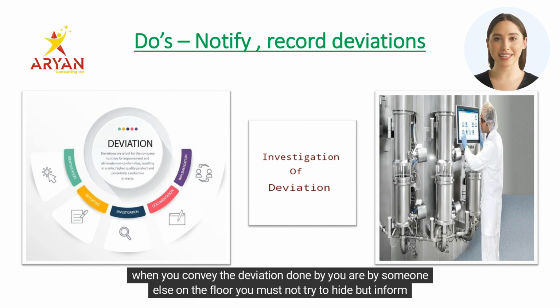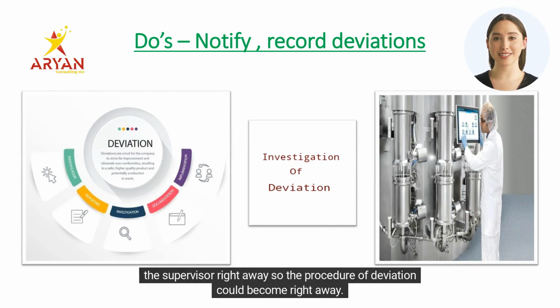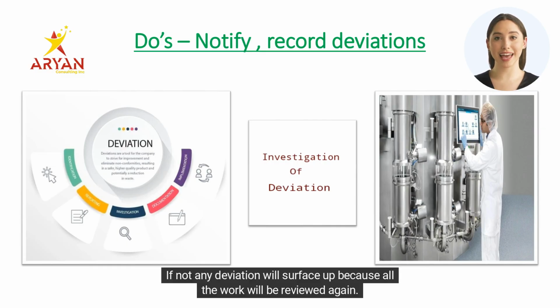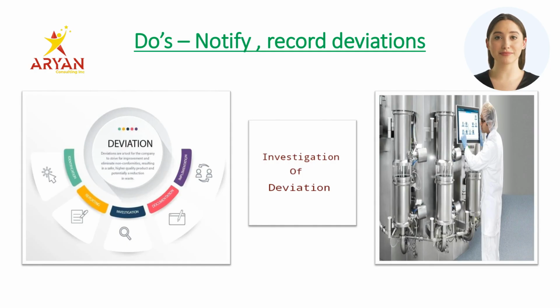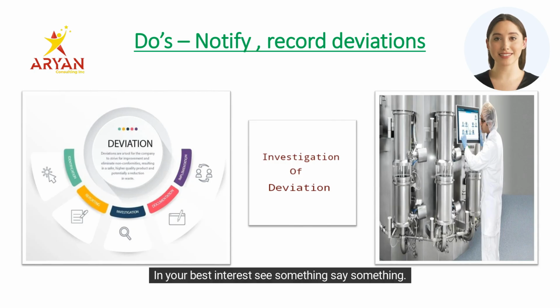When you convey a deviation done by you or by someone else on the floor, you must not try to hide it, but inform the supervisor right away so the deviation procedure can begin right away. If not, the deviation will surface anyway because all the work will be reviewed again. In your best interest, see something, say something.